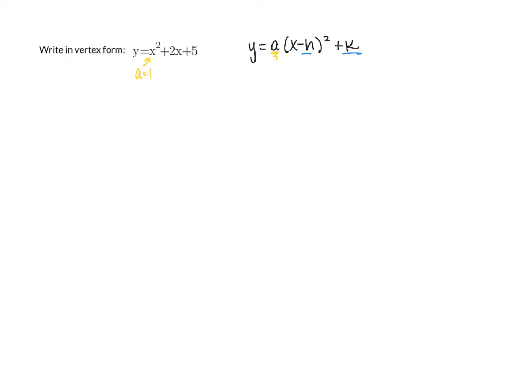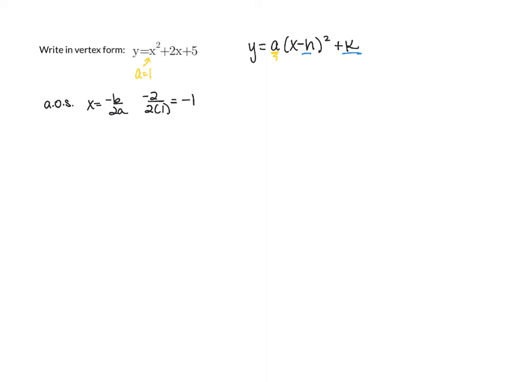So let's think about what we know about standard form. In standard form we can find the vertex by finding the axis of symmetry. So the first thing I'm going to do is find my axis of symmetry by taking the equation x equals negative b over 2a. In our problem, that will be the opposite of 2 over 2 times 1. So my x is negative 1.